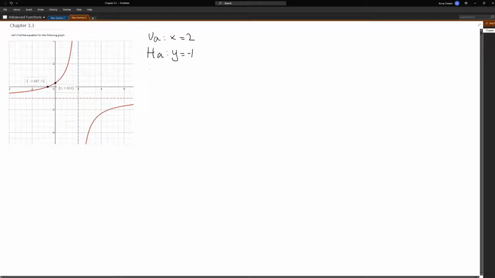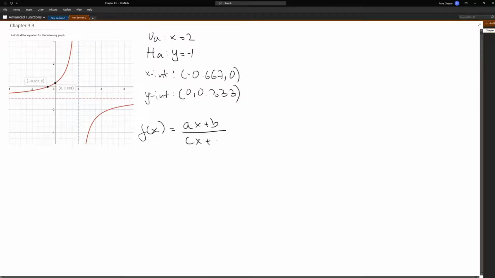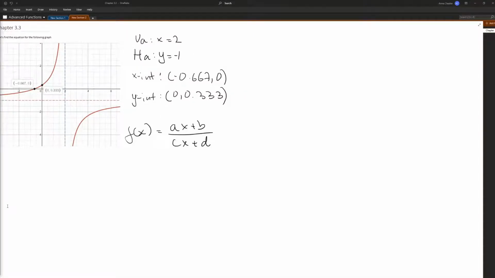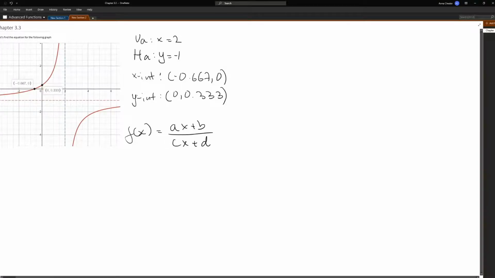We know that our x-intercept is at -0.667 and 0, and our y-intercept is at 0.333. Okay, so again, the form of our function is the following: y equals ax plus b over cx plus d. Let's first of all analyze what these x and y-intercepts actually mean.